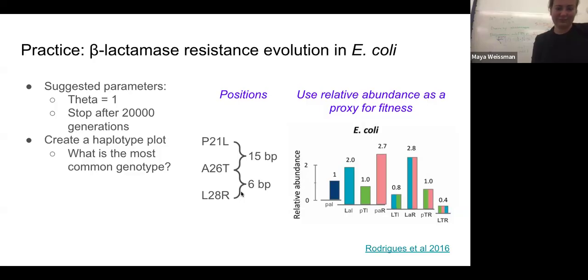I'm going to let you play with that for 10 minutes and then I'll show you the code I wrote. My goal for you is to code this all up and run it, and with these fitness values, it should be pretty clear: is the most common genotype at the end of your simulations the global optima?